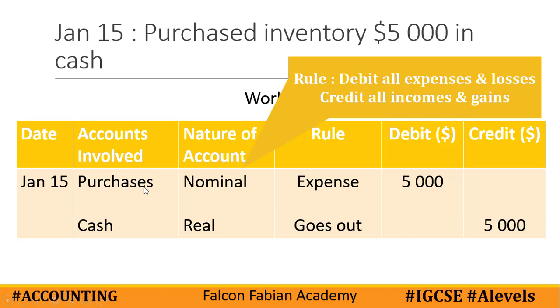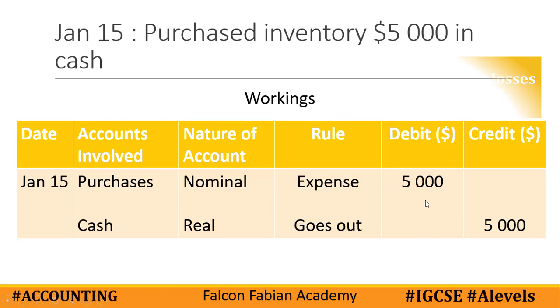So the account is purchases. The rule for nominal account is going to be applied to purchases. Why? Because it is an expense. When a business purchases inventory, it is treated as an expense. Therefore, the rule for nominal account is applied. And what is the rule for nominal account? Debit all expenses and losses and credit all incomes and gains. Therefore, purchases account needs to be debited. Why? Because it is an expense. So purchases account would be debited by amount 5,000.